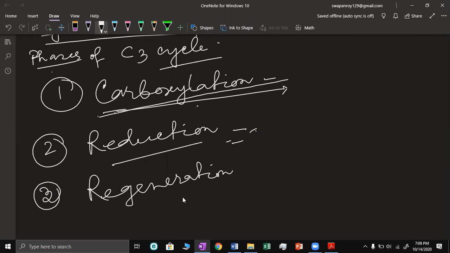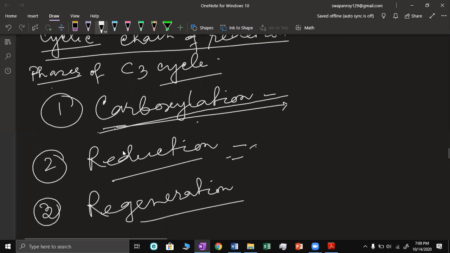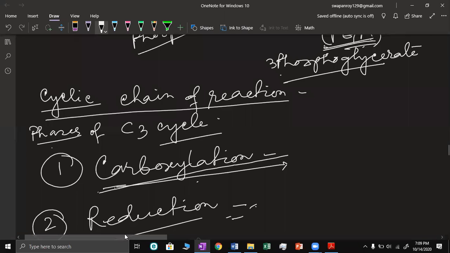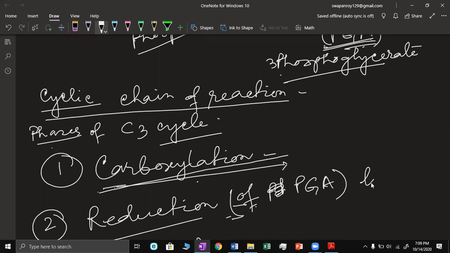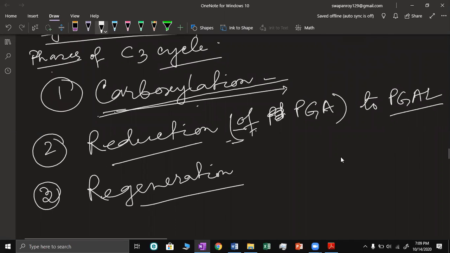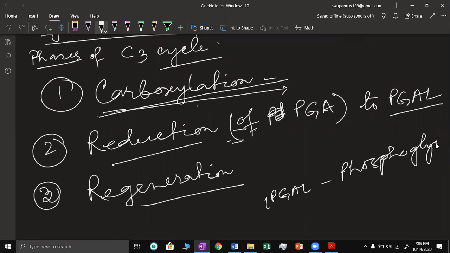So can you explain what reduction is again? Yes. Reduction here is actually the reduction of phosphoglyceric acid, reduction of PGA to PGAL. PGAL is the short form of phosphoglyceraldehyde.